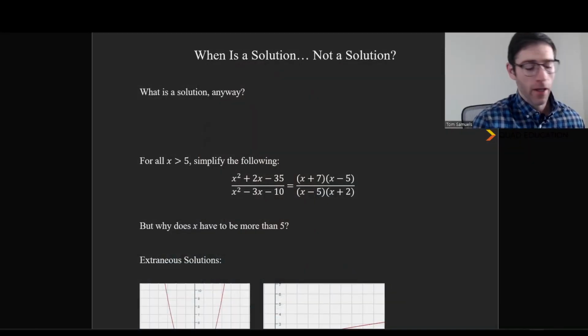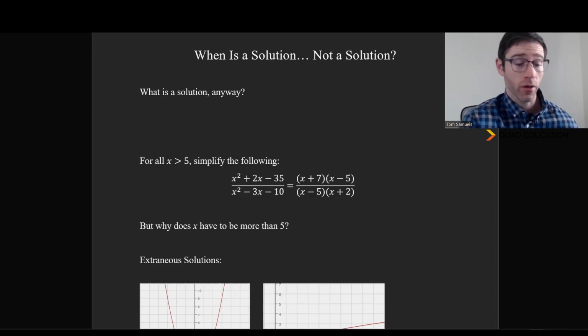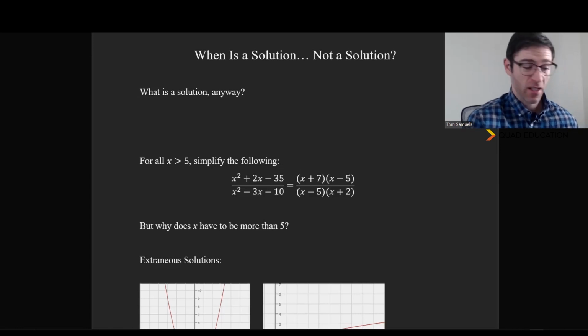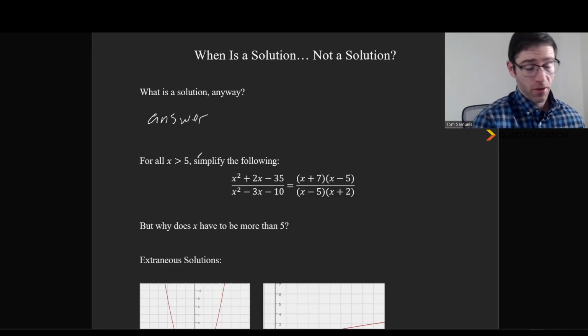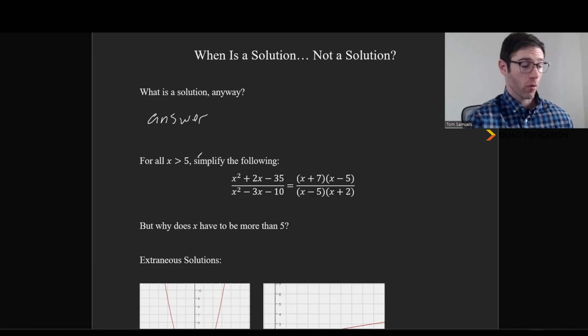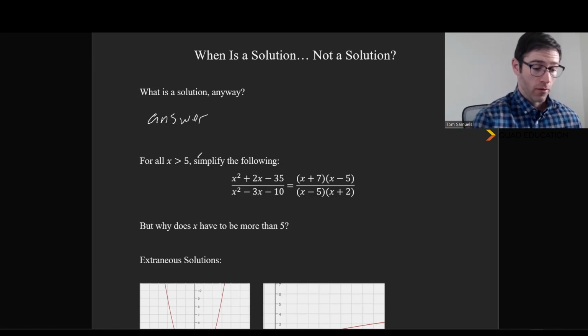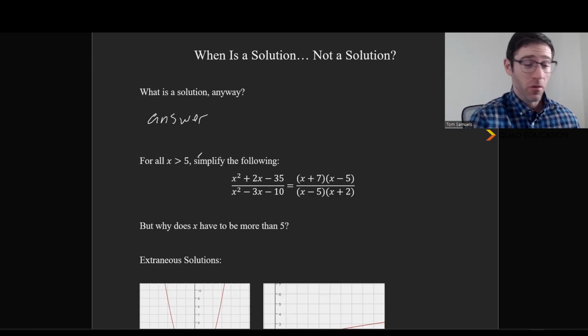Okay, big riddles today. When is a solution not a solution? So probably the first thing we want to define is what is a solution? A solution is basically the answer to whatever problem you are doing. The interesting thing is, on the SAT specifically, you'll see other synonyms for what the solution or answer is. And so maybe take a second to think about one of those.